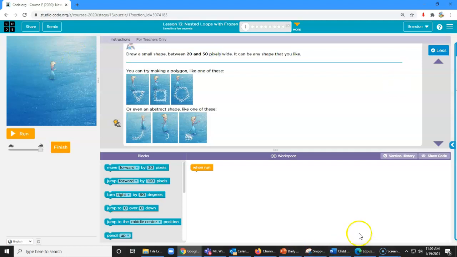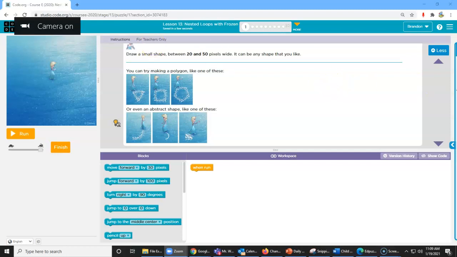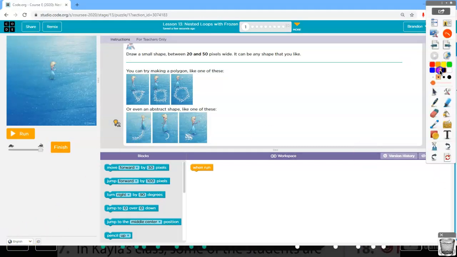So I'm going to try to draw, let me pull up my annotations. And I'm going to try to draw a shape that looks kind of like this. But I'm going to have it flip and try to go like this. And you'll notice it's not the best. But I'm going to try to make it a six-sided shape. So let's give it a try.